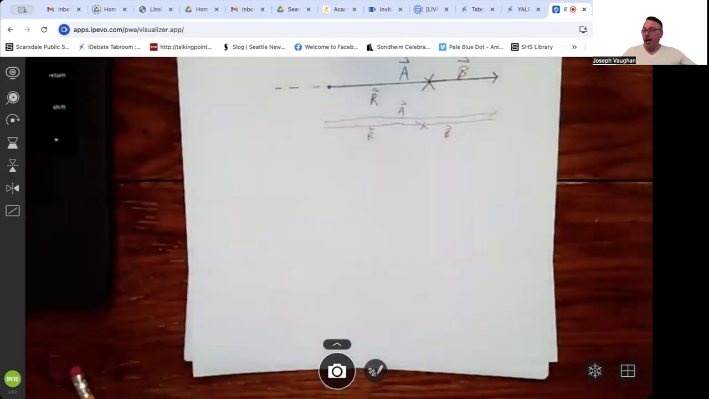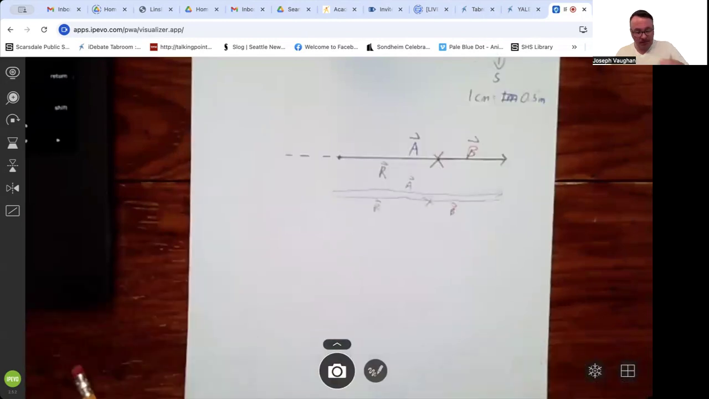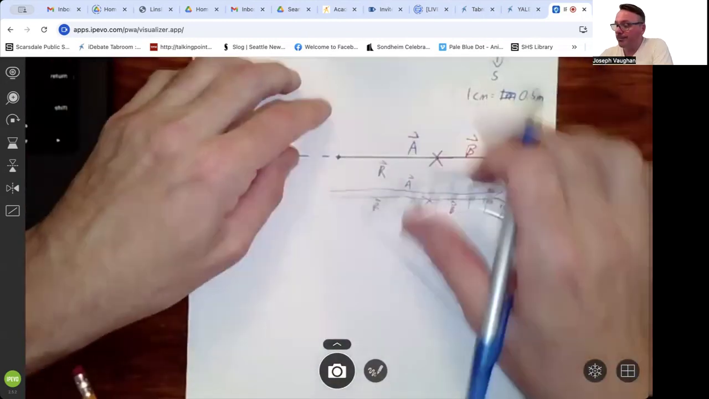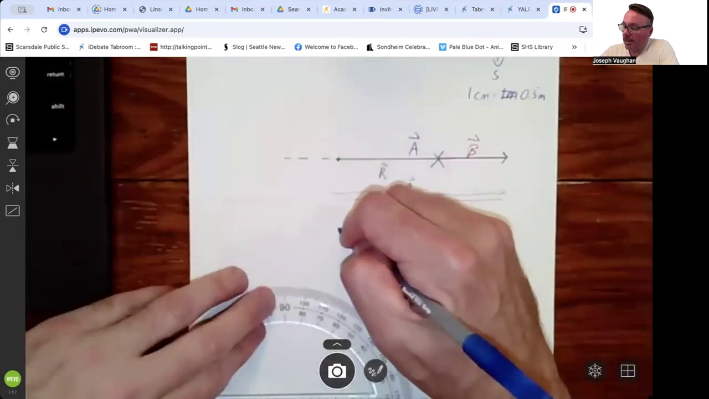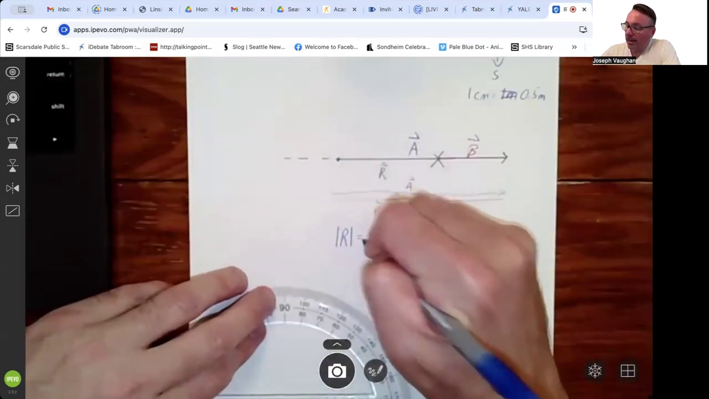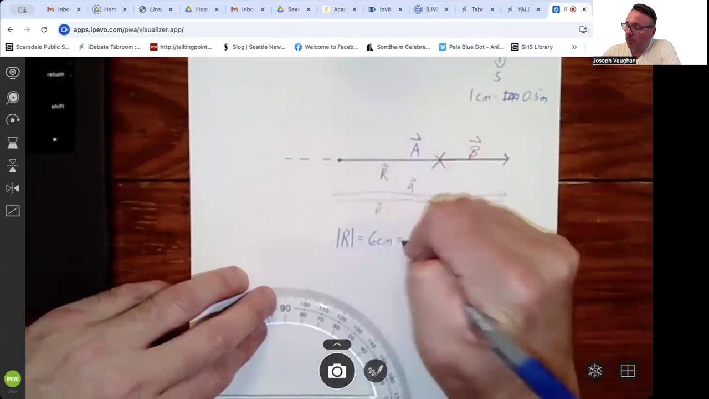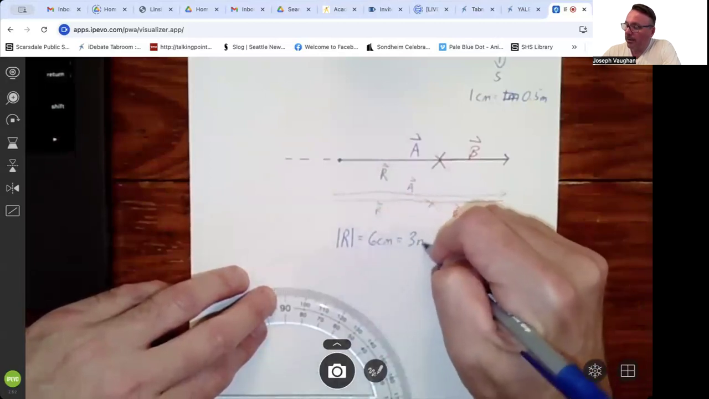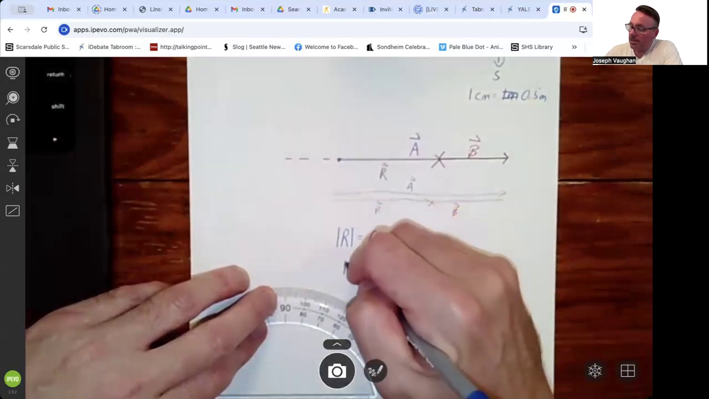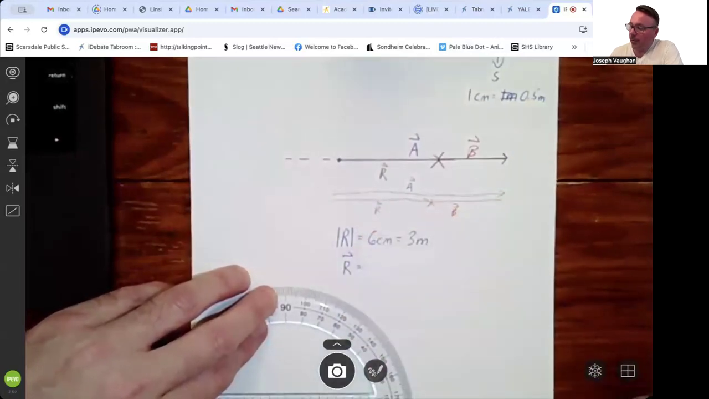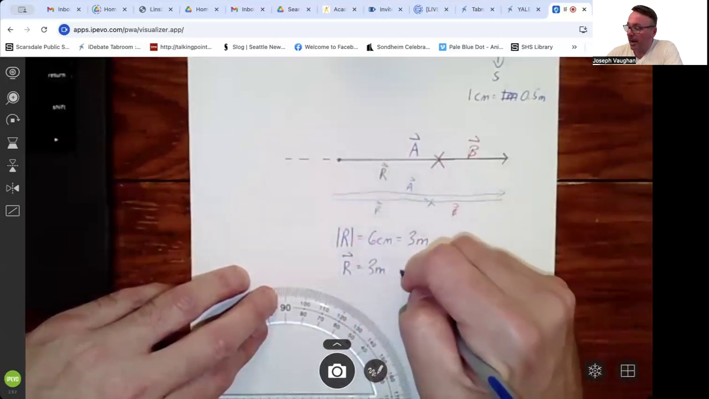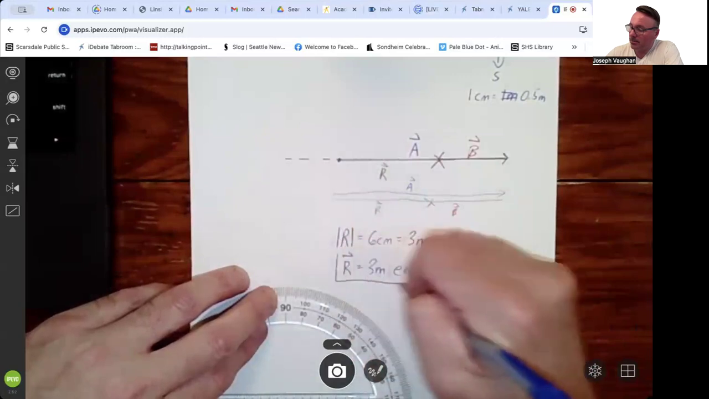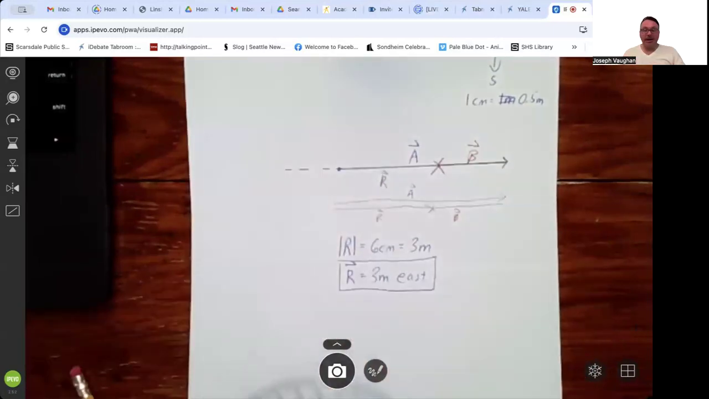Okay, so how am I going to do that? Well, very simply, I'm literally going to measure. Just checking, 6 centimeters. So here we go. I would say the magnitude of R is 6 centimeters, which we're going to put into scale as 3 meters. Okay, and then I would say vector R is equal to 3 meters. And then I'm going to look at the direction, and I can just say east and box it. Okay. And that is our vector addition process.